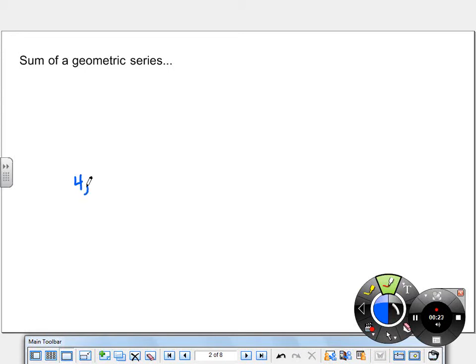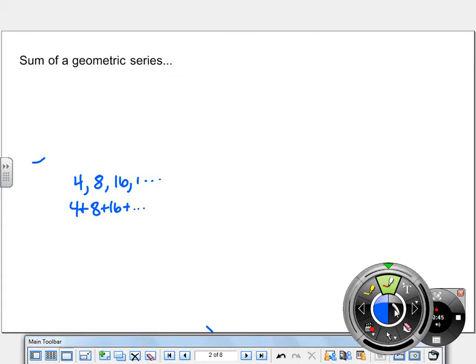Let's say we had everything be multiplied by a common ratio of 2. Okay, so that's a geometric sequence. So it looks like this. Okay. So if we wanted to find the sum of the series up to a certain point, here is what we would be looking at. So let's say we wanted to stop at some point.